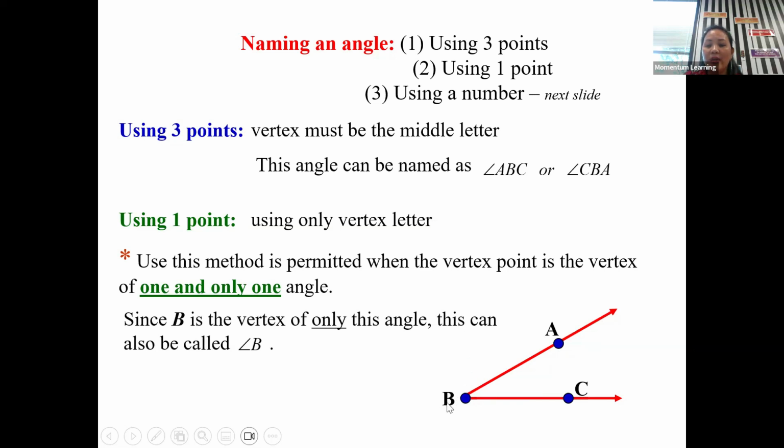But if there are multiple angles here, so let's say I have a ray coming out from here, then you know that there are other angles that exist. Then in that case, we cannot use vertex B for the naming of the angle.